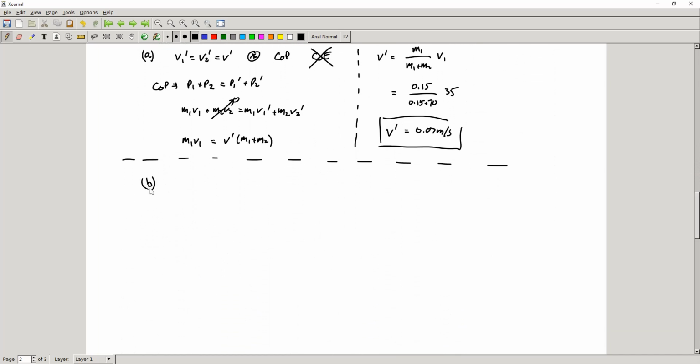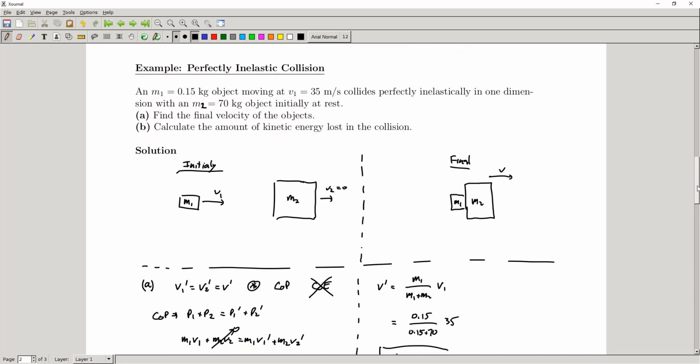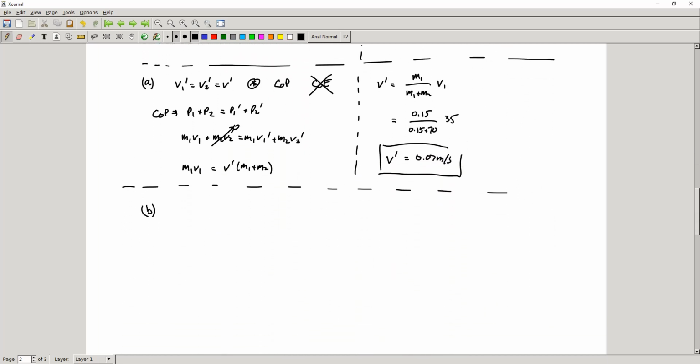In part B, what are we looking for? We want to calculate the amount of kinetic energy lost in the collision. Okay, so I have those numbers here. Let's start off by just looking at the change in kinetic energy, and that's going to lead us to our lost kinetic energy. So we know that we can write the change in kinetic energy as the final kinetic energy minus the initial kinetic energy.